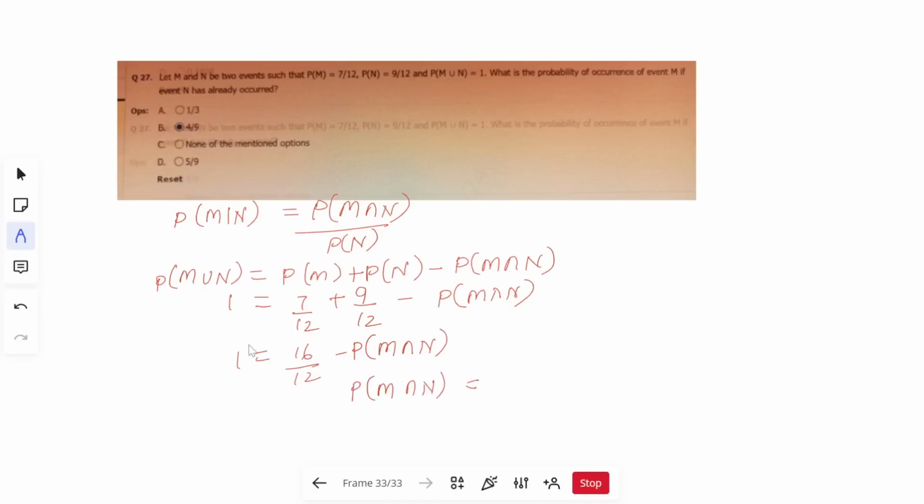16 by 12 minus 1, which is going to equal 4 by 12. Now we will simply substitute in this formula. We have found the upper value, which is going to be 4 by 12, and the lower value is 9 by 12. When you solve it further, you will get the answer as 4 by 9. Hence the correct answer for this question is 4 by 9.